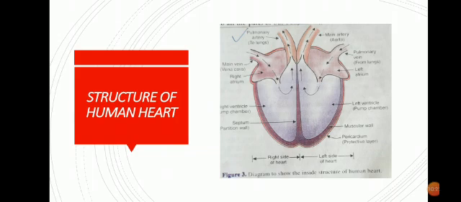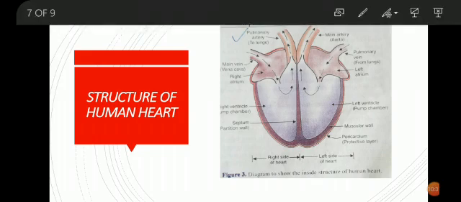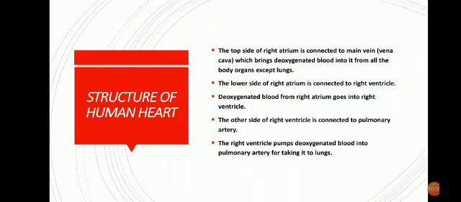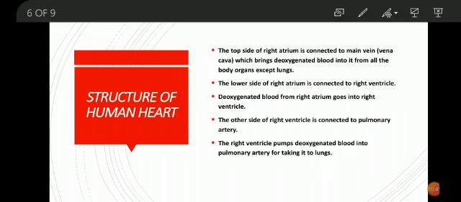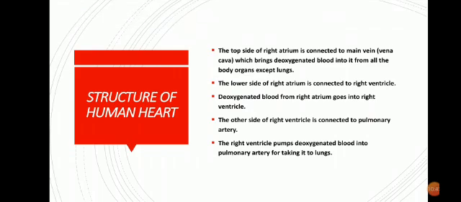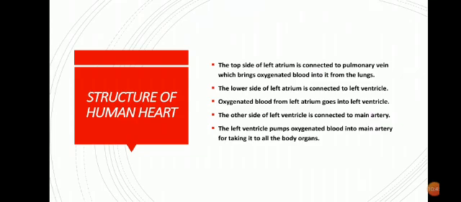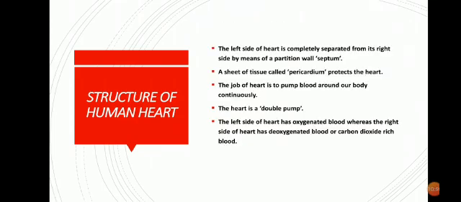Okay, and a sheath of tissue is present just over the heart, which protects the heart, and that sheath of tissue is known as what? Is known as pericardium. Here you can see the definition of pericardium, as you can see in the slide. A sheet of tissue that is called pericardium protects the heart.